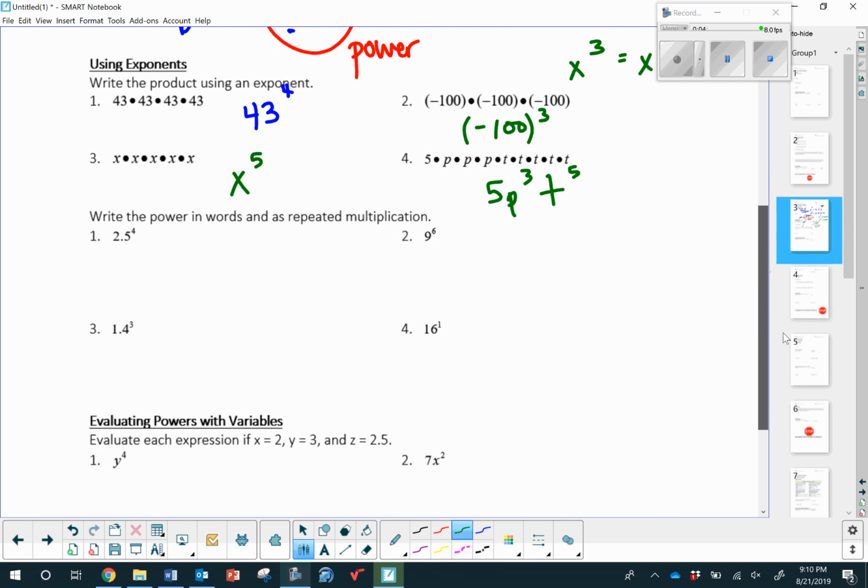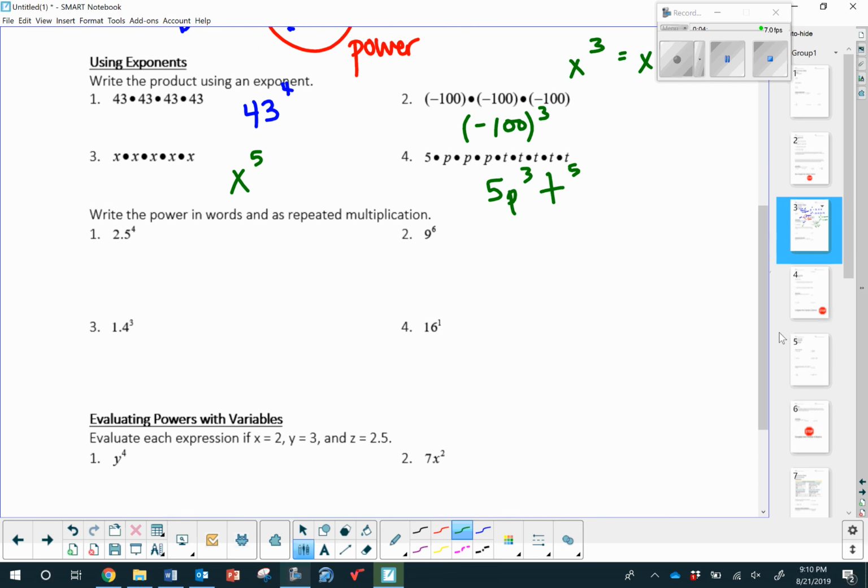All right, so in this part, we're going to write the power in words, and then we're going to go the other way and actually write the repeated multiplication. So the first one is 2.5 to the 4th power. So you're literally just writing that same thing in words. 2.5 to the 4th power.